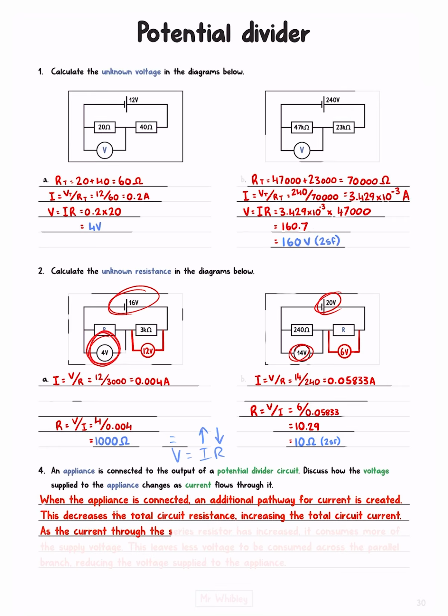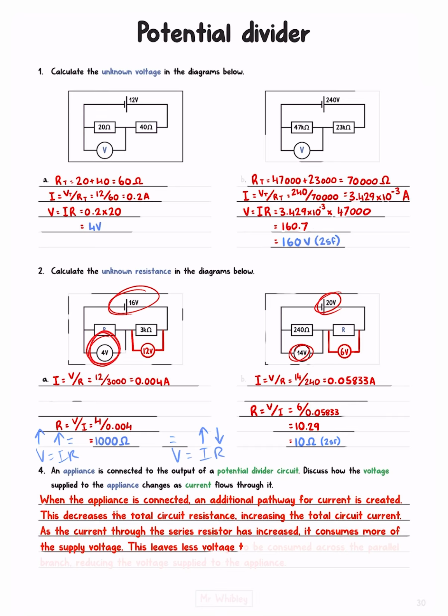As the current through the series resistor has increased, it consumes more of the supply voltage. And so if we once again apply V equals IR, but this time to our series resistor, its resistance stays the same because it's a property of that component. And so if the current through it increases, then so too must the voltage it consumes.